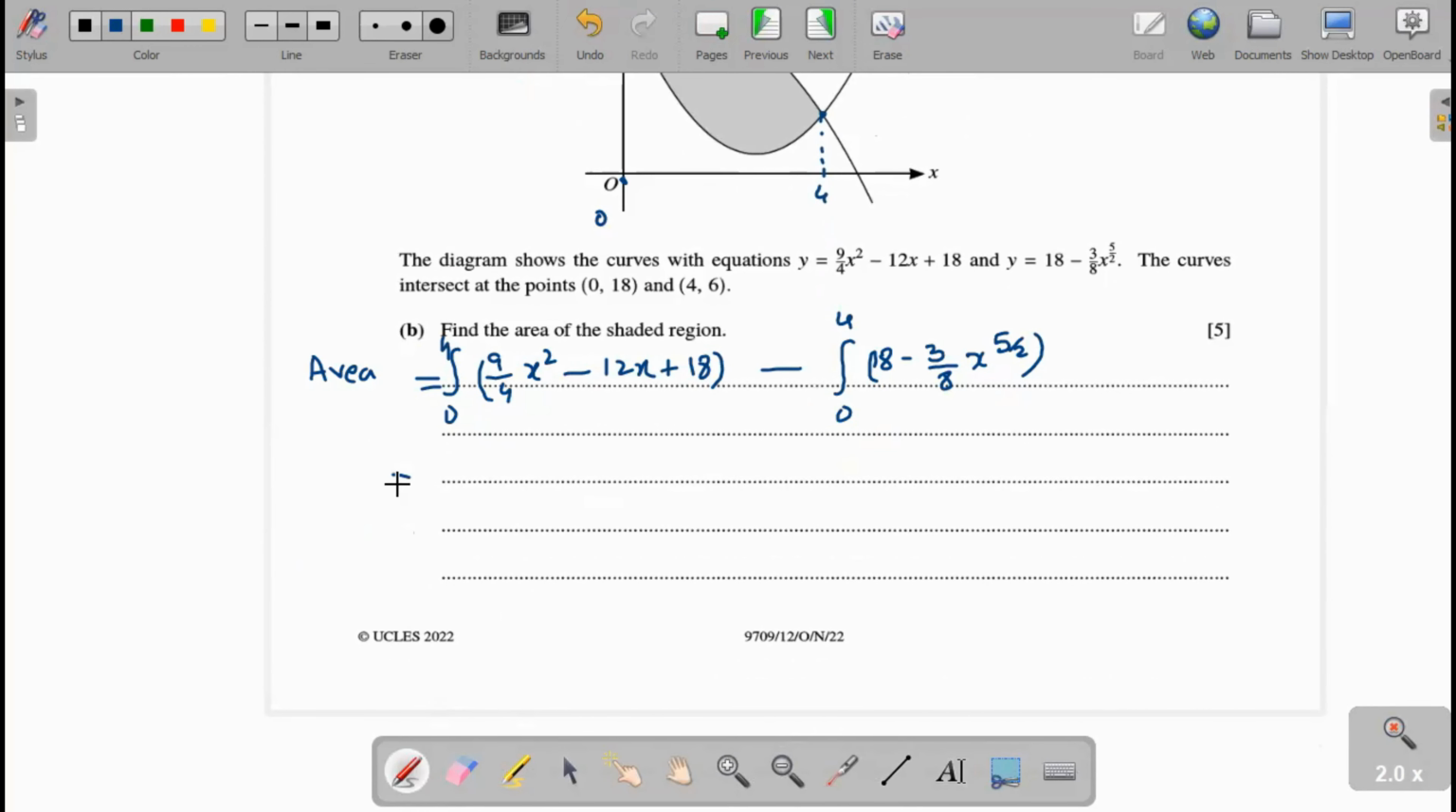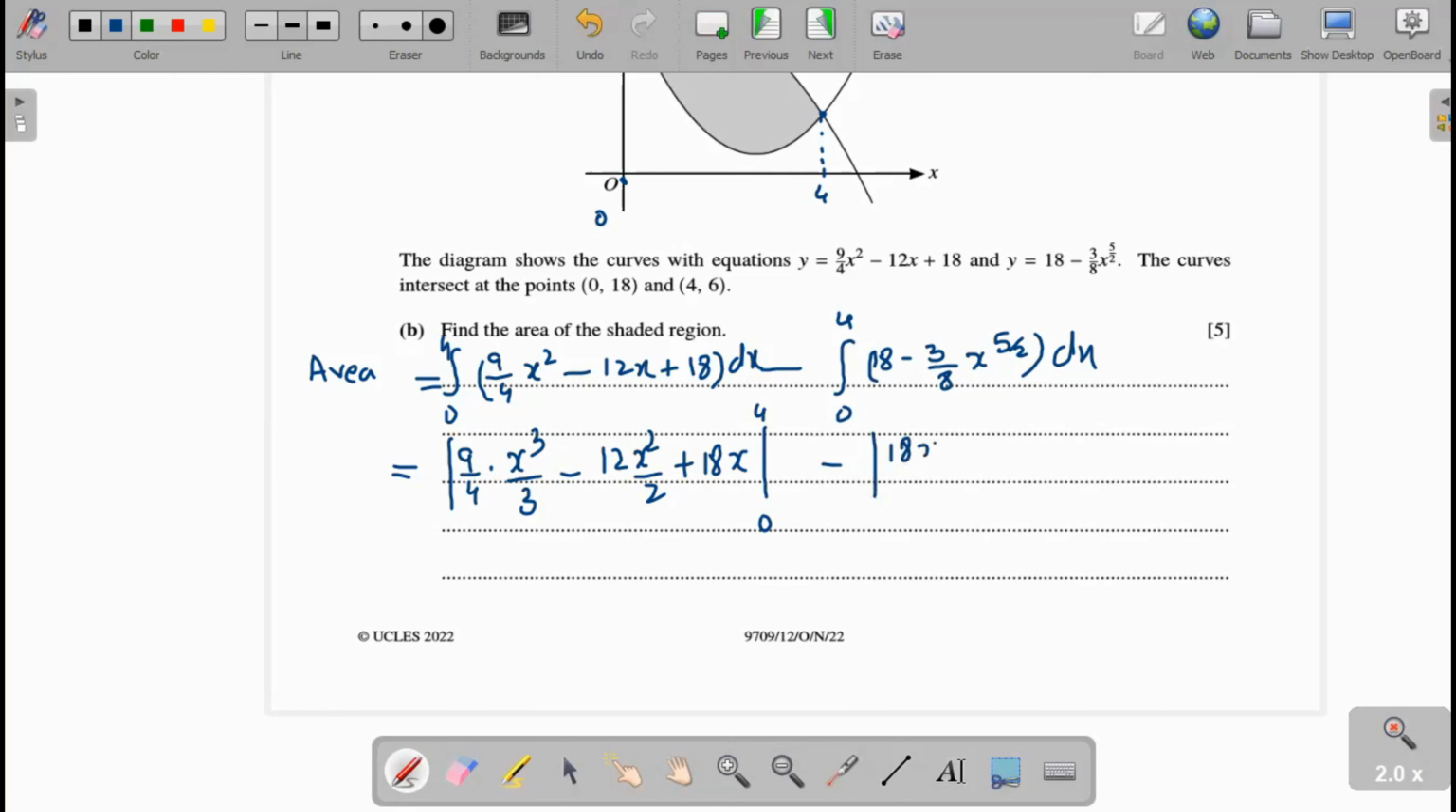Firstly, we integrate the first expression, 9 over 4 x square. 9 over 4 is written as it is. The integration of x square is x cube over 3, minus 12x. The integration of x is x square over 2, plus 18 into x, and the limit is 0 to 4, and then minus 18.